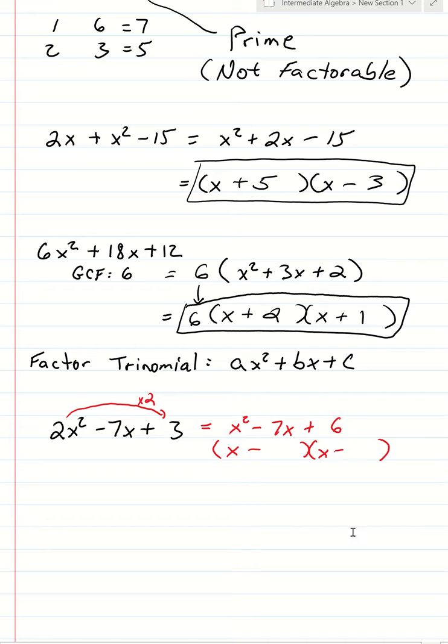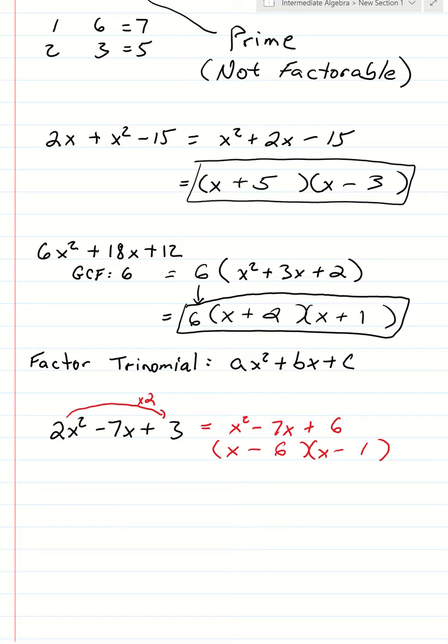And now I need the factors of 6 that add up to 7. Well, I'm comfortable with my multiplication and addition skills, so I know I have to put a 6 and a 1, because 6 times 1 is 6, and the 6 and 1 add up to 7. So that's the borrowing part.